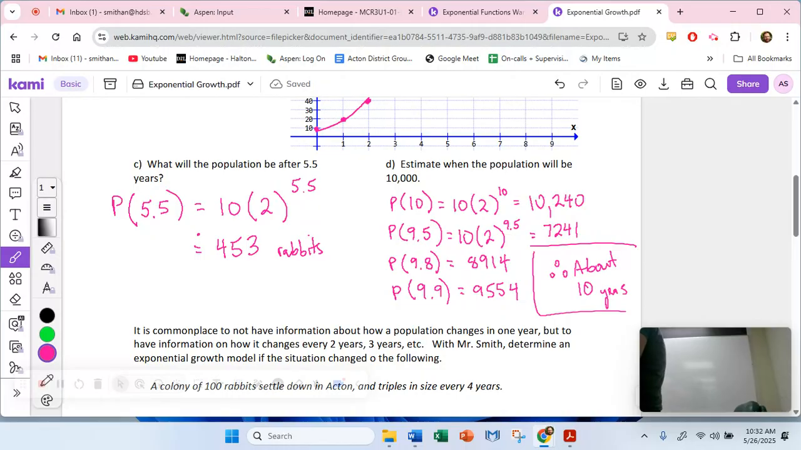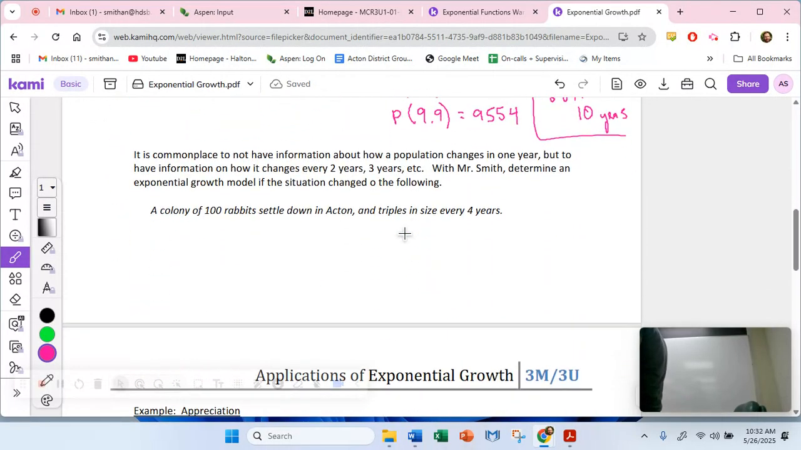Now, this scenario was pretty easy to model: it doubles every year. In real life, that doesn't always happen. So here, oh good, I'm glad I kept it PG here. This is a colony of 100 rabbits. So no issues. They settle down in Acton. Triples in size every 4 years. Our equation would change.